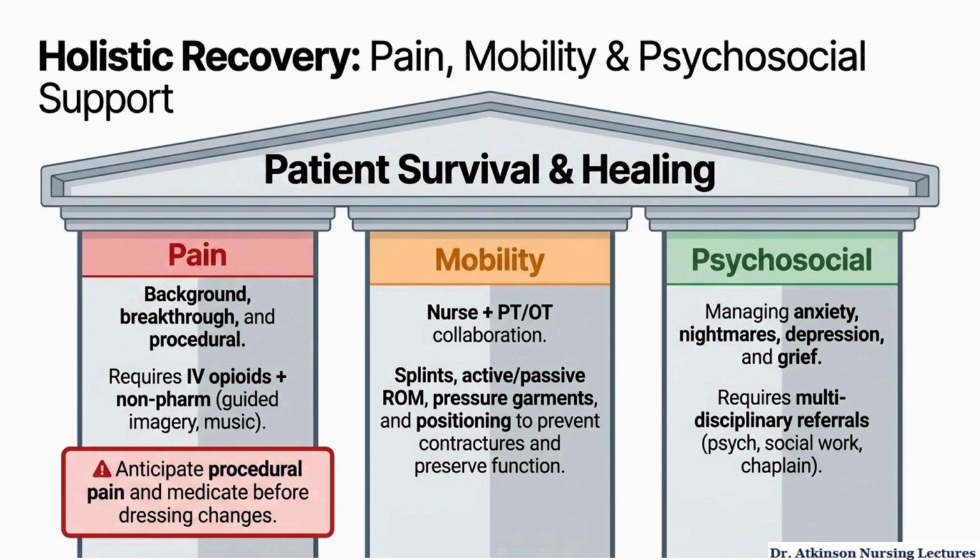Address background, breakthrough, and procedural pain with IV opioids plus non-pharmacologic methods like guided imagery or music, and always medicate before dressing changes. Nurses and PT and OT collaborate on splints, range of motion, and positioning to prevent contractures, while psychosocial support addresses the anxiety, nightmares, depression, and grief that often follow.